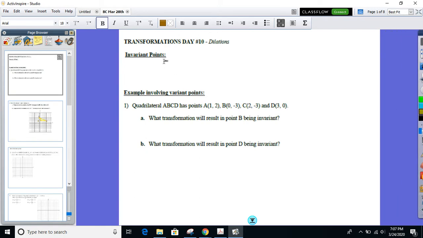First, we have a new vocabulary term, invariant points. Here's what invariant points are. Those are points that remain the same after a transformation. So if I have point (1, 2) and I do a reflection, rotation, dilation, or translation, and it remains (1, 2), that point is called invariant. That is called an invariant point. So a couple examples here of an invariant point.